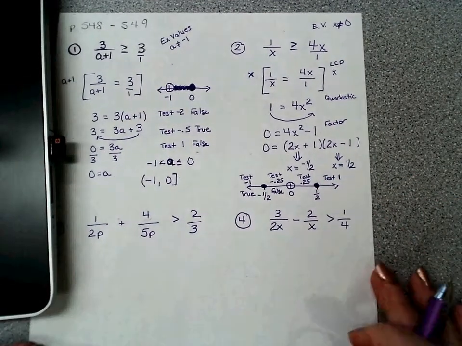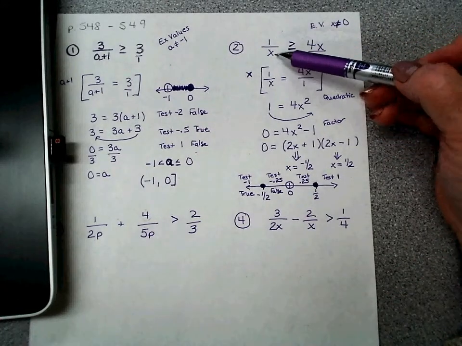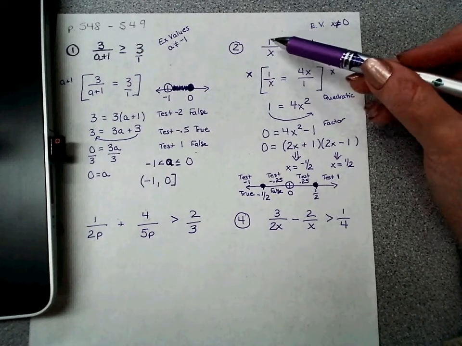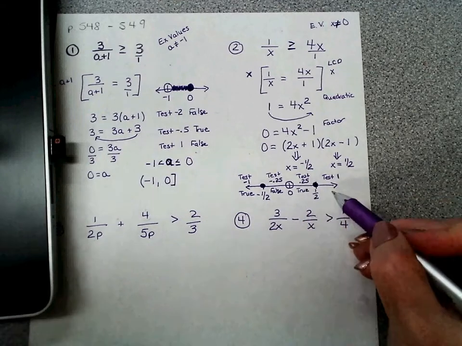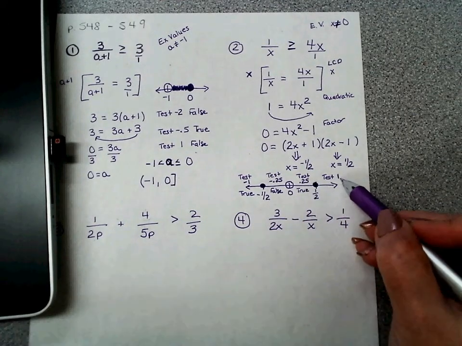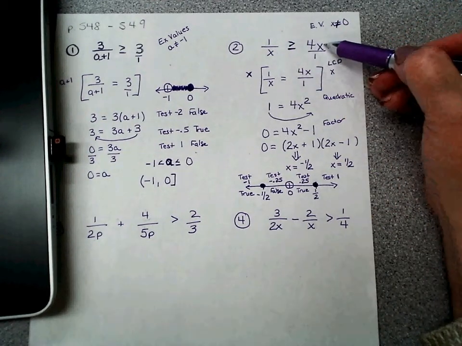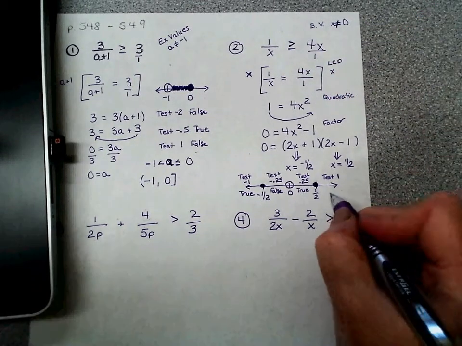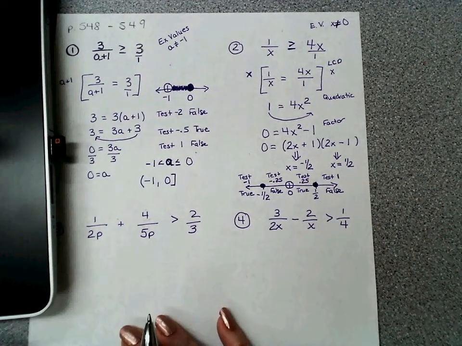Okay. Testing +1/4. 1 divided by a quarter is 4. 4 times 1/4 is 1. 4 is greater than 1 is true. Testing 1. 1 divided by 1 is 1. 4 times 1 is 4. 1 is greater than 4. That is false. Okay. Now I shade where it's true.